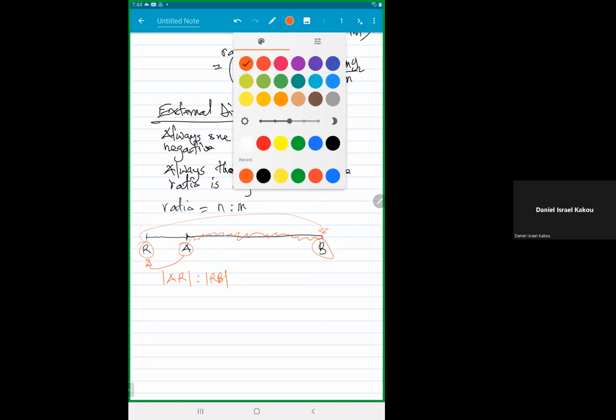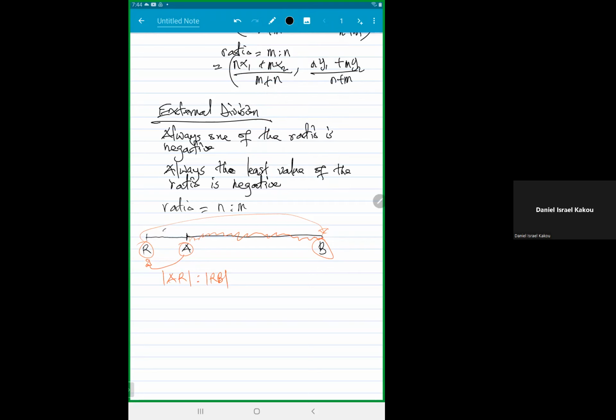So if I make the distance from A to R, say 2, there is no way the distance from R to B is going to be less than 2. It will be at least 3 and above. So the distance from R to B could be what? 5. Now, that would mean the ratio AR is going to be 2, and the value for the RB is going to be 5. And now we can see that the smallest distance, which is the 2, is the one that is going to have the negative, if you write the formula.